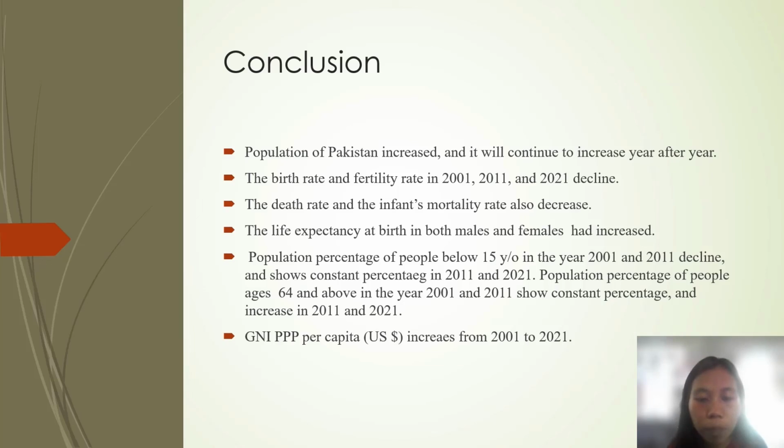The population percentage of people below 15 years old in the years 2001 and 2011 declined and shows constant percentage in 2011 and 2021. The population percentage of people ages 64 and above in the years 2001 and 2011 show constant percentage and increase in 2011 and 2021. The GNI PPP per capita increases from 2001 up to 2021.